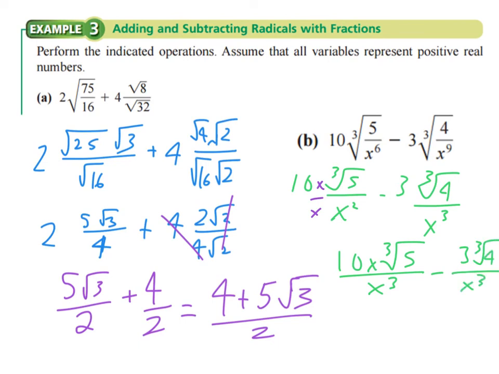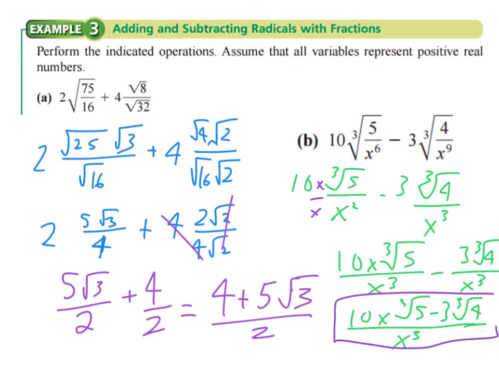And not much combining we can do in the numerator there. We get a 10x and then a cube root of 5 minus 3 cube roots of 4. And that's really all we can do with that one. So it'll look like that.